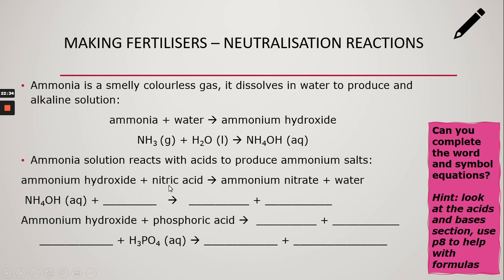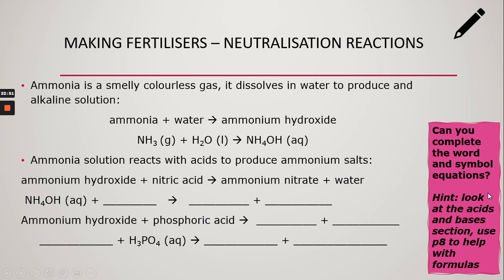Ammonium hydroxide plus nitric acid makes ammonium nitrate and water. And then the second one, you've got to complete the word equation first and then do the symbol equation. So we're looking at ammonium hydroxide reacting with phosphoric acid in this next one.